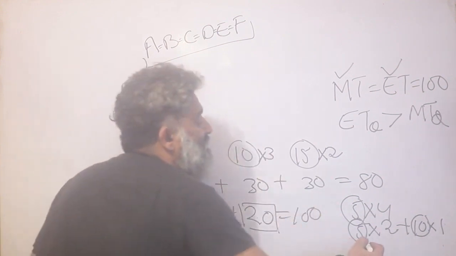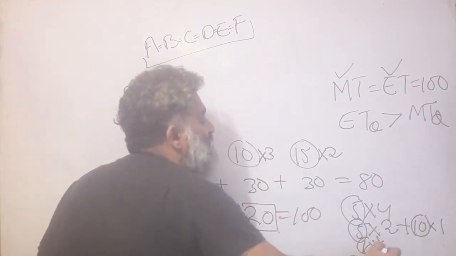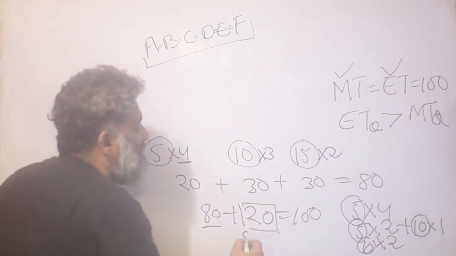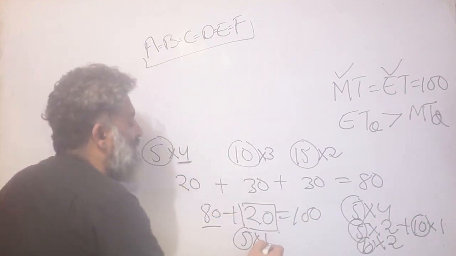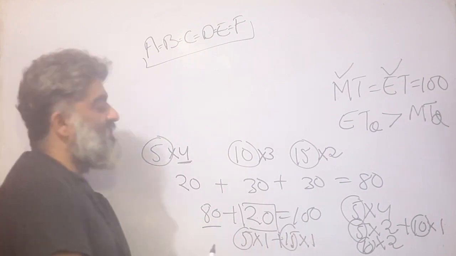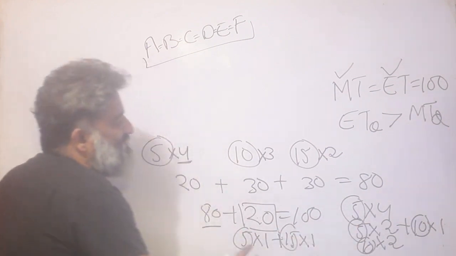Then I could have 10 mark questions and only 2 of them. That could be another possibility. Or I could have a single question of 5 marks and a single question of 15 marks, because 15 plus 5 again will give me 20. So these are my possibilities.